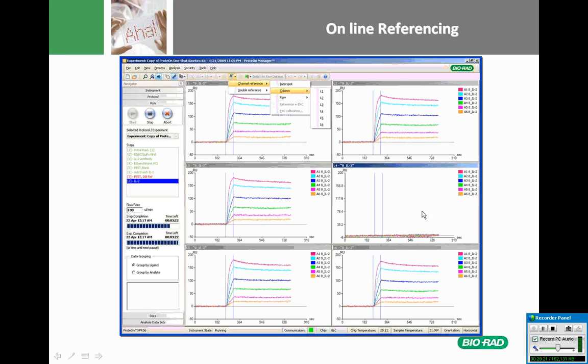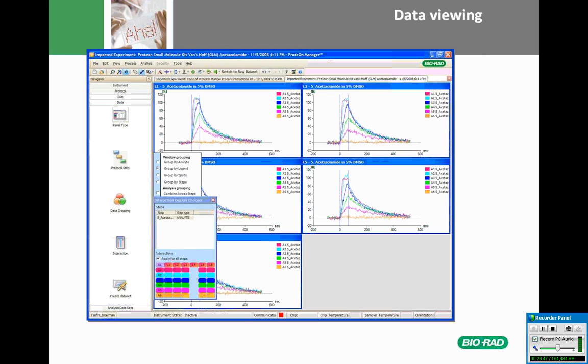And the nice thing in the software is that it allows you to perform real-time, online referencing. So you can define in the software that, for example, channel number 4 or the interspot that we described previously are the referencing, and in real time, as the data is being collected, you can see the referenced data, which is the final one, of course.